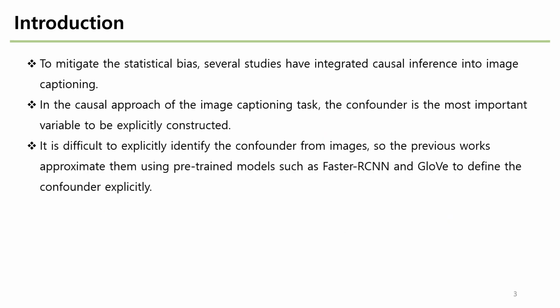To mitigate the statistical bias, several studies have integrated causal inference into image captioning. In the causal approach of the image captioning task, the confounder is the most important variable to be explicitly constructed. It is difficult to explicitly identify the confounder from images, so the previous works approximate them using pre-trained models such as Faster RCNN and GloVe to define the confounder explicitly.